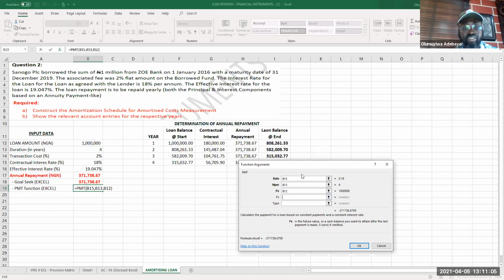What is the future value? The future value will be 0. Why? Because if you are paying a portion of principal and interest on a periodic basis, at the end of the day, your balance should be nil.